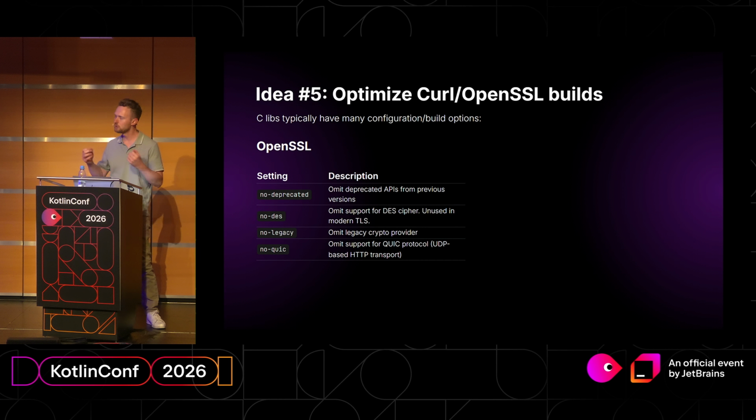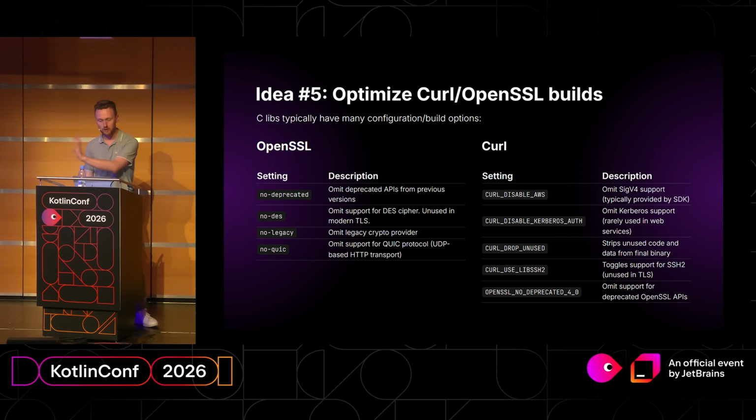There was a legacy crypto provider in OpenSSL that offered a way to switch between crypto algorithms. Didn't need that. There was also built-in support for the QUIC protocol, which is a UDP variant of HTTP. I knew I wasn't going to need that for any of my calls, so I customized all of that to remove a bunch of code from the OpenSSL build and to get the OpenSSL library to be smaller and more compact. On the curl side of things, there are, again, hundreds of different options for you to customize about the build. I picked out the 5 here that seemed interesting to me. Disabling AWS SIG-v4 support.